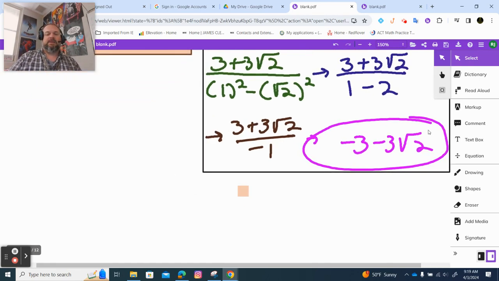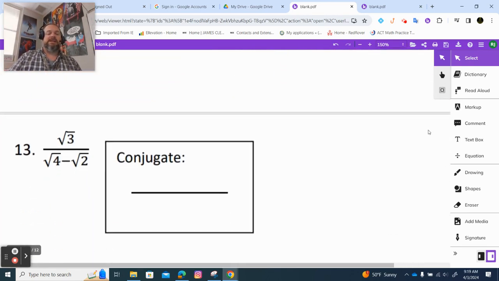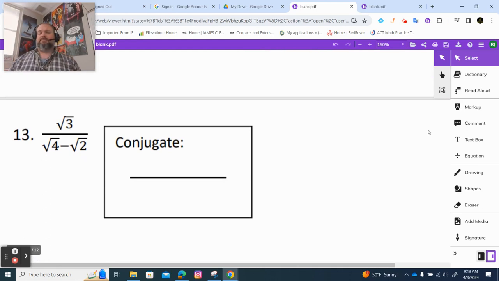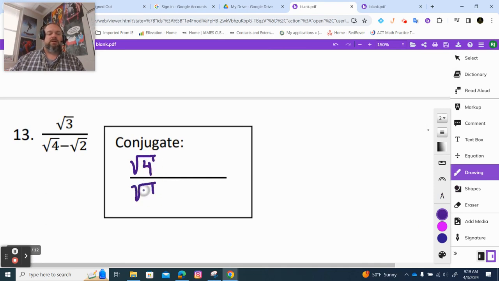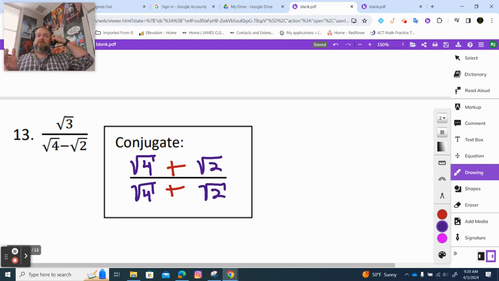All right. So number 13, the conjugate would be √4 and √2. All right, what's in the middle? If this is a minus, this is a plus. Yep, and that's all you're required to do. Okay, you get 4 points for that.